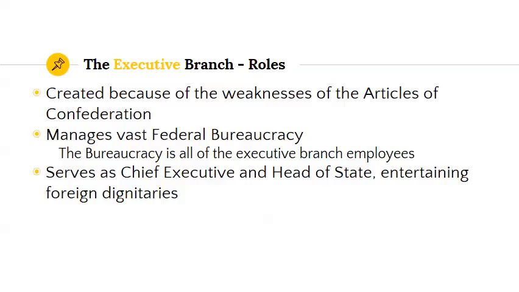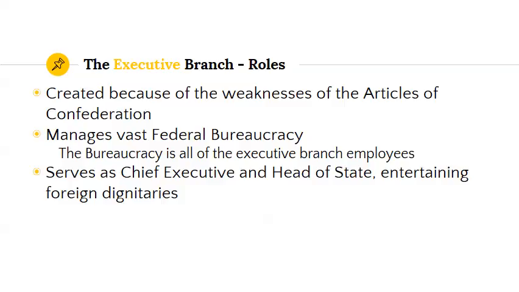The executive branch, the president and the vice president, manage the vast federal bureaucracy, or anyone that works within the federal branch. To give you an idea, organizations and agencies within the federal branch include the NSA, the TSA, the Department of Education, the FBI, the CIA, etc. So there's tons of stuff going on underneath the president, and that's what we call the bureaucracy. Maybe you've heard the term bureaucratic red tape. They're not letting us get this done, and that's what we're taking a look at there.